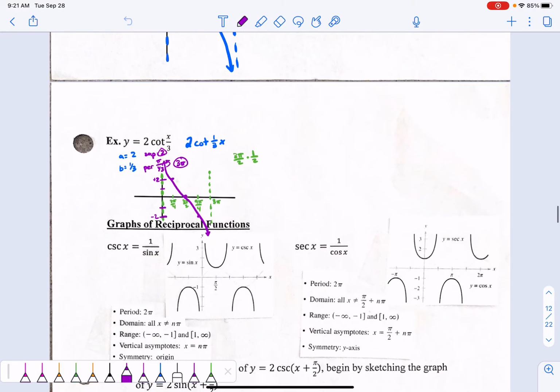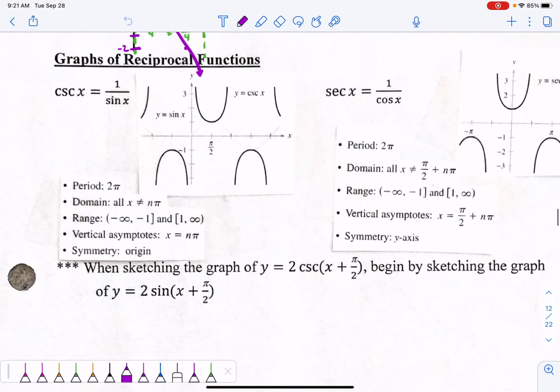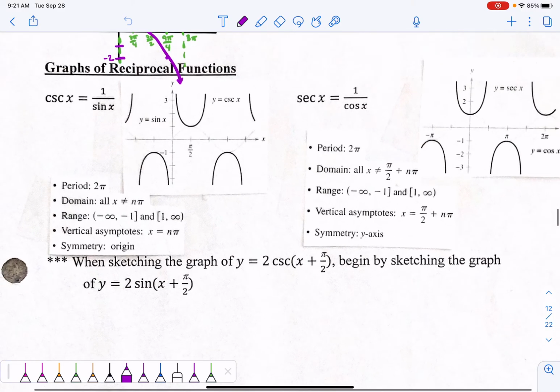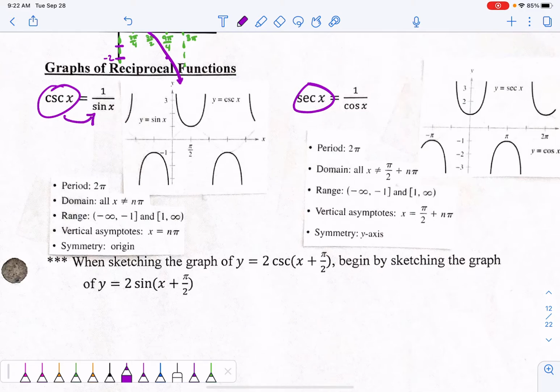So we got done yesterday with the example at the top of the second page, the cotangent, but now we're going to talk about the reciprocal function. So that's where we're at for the notes. Graphing cosecant and secant are the two that we have left to talk about. And when you graph cosecant, you are going to graph sine first.